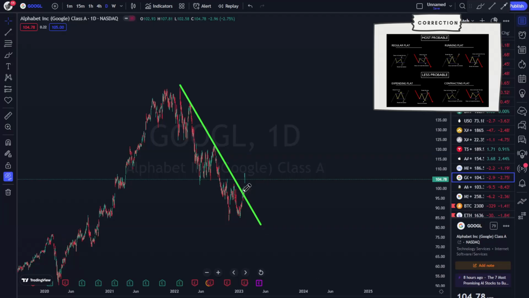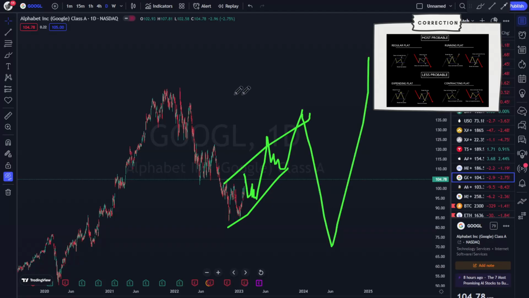So if you see a correction above it, then it can make another push up, and if that push up goes high, then you could be in that B wave that we are looking for before having a C wave, right? So all the stocks, we're looking at the same thing.